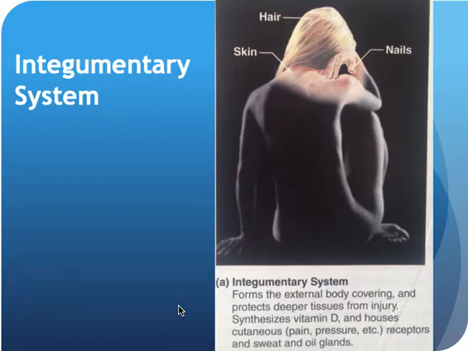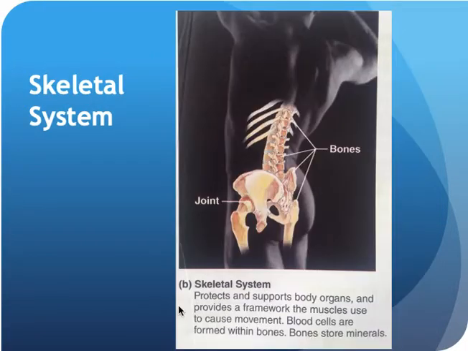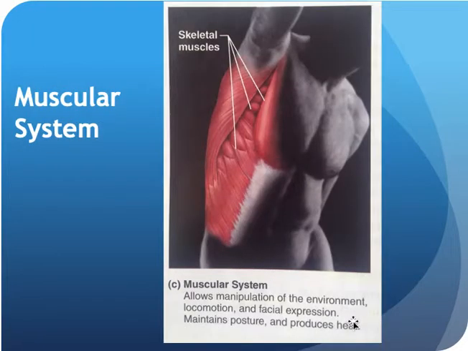Okay, so some of these we're familiar with. Integumentary system, that's going to be chapter 5, but this is basically your skin, your hair, your nails. And a lot of times you can guess at what its function is going to be. Skeletal system we're familiar with, so this is all your bones, right? And we want to know just that it protects, supports body organs, provides a framework for muscles, so that we can create movement. Our muscular system, again, a lot of us are going to be familiar with that. Okay, we're manipulating our environment, we're creating locomotion.